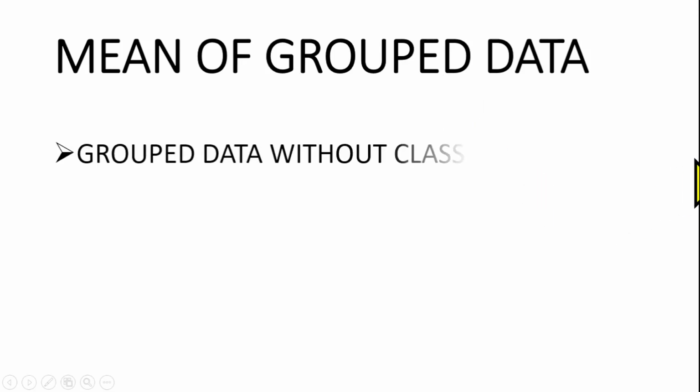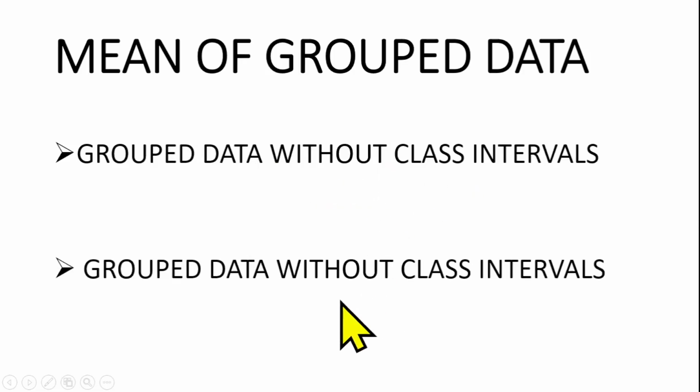So we are going to the mean of grouped data now, and in that case we know that grouped data are categorized into two forms. We have grouped data without class intervals, and we have grouped data with class intervals. Sorry for this typographical error. It's grouped data without class interval and grouped data with class interval. So please change this one to with class interval. This is a typographical error. So we have grouped data without class interval, and grouped data with class intervals.